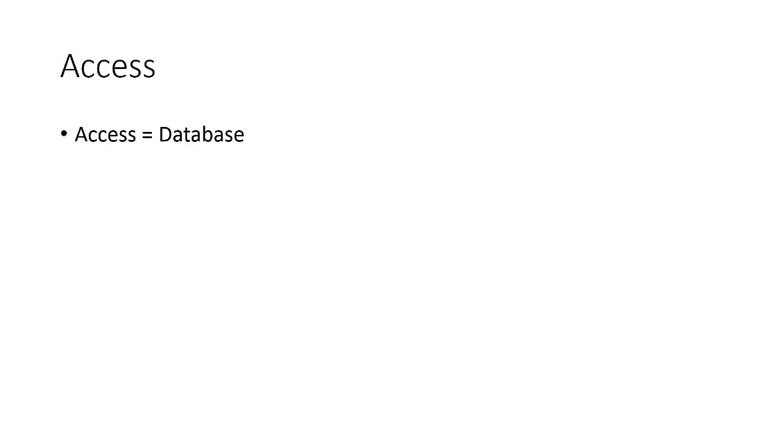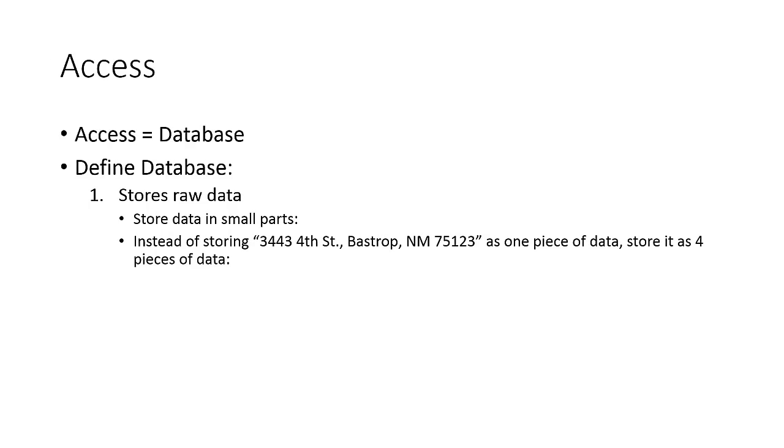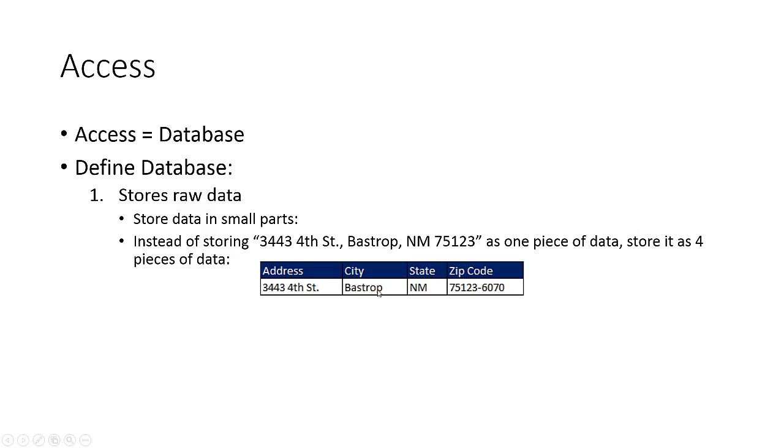So Access is a database. And the definition of a database? It stores raw data. Any database has to store raw data. And instead of storing raw data all together, you always have to break it apart into its smallest pieces. So instead of storing an address like this, you would store the address, the city, the state, and the zip code separately. And the reason why is so we can ask questions of the raw data.